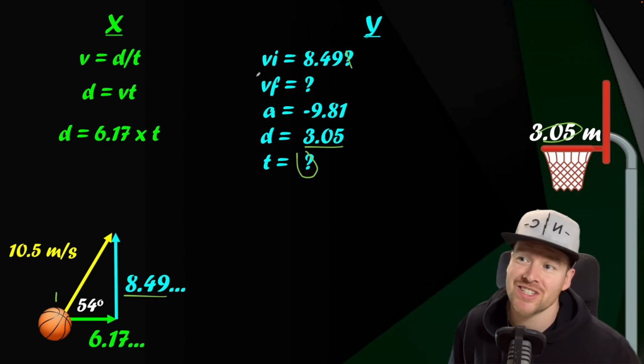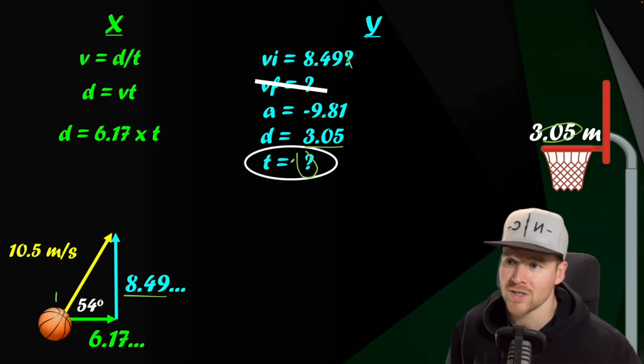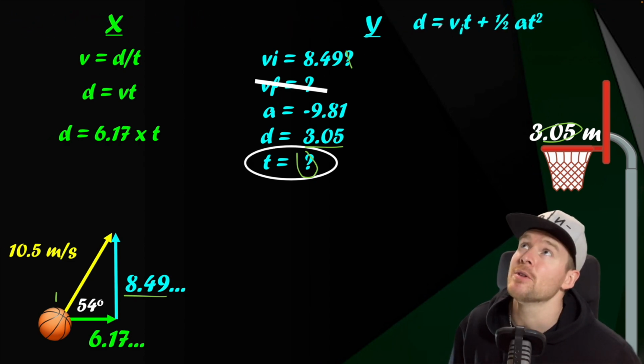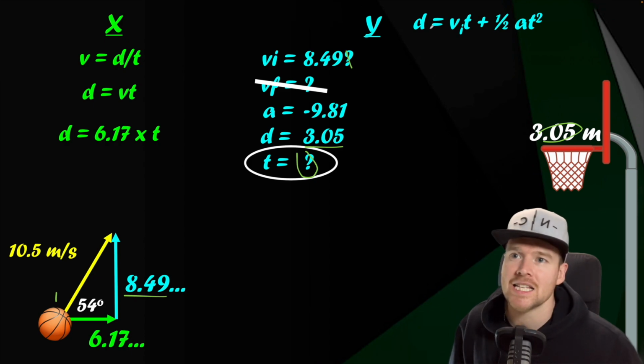I'm looking for the equation that does not have VF. So look on the formula sheet. What's got time and does not have VF is our equation D equals VIT plus half AT squared. And we kind of think, perfect, this is what we did in horizontal projectiles. Let's plug in for this. Let's try and solve for T. But then looking at the equation, look at this, we have T and we have T squared. There's two times to solve for.